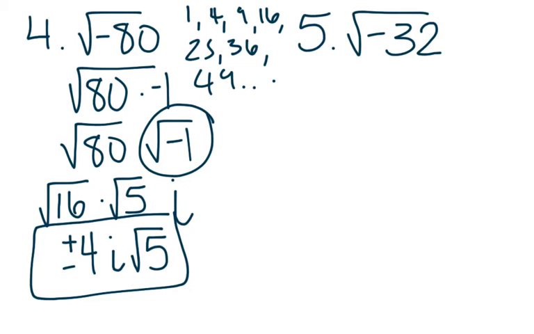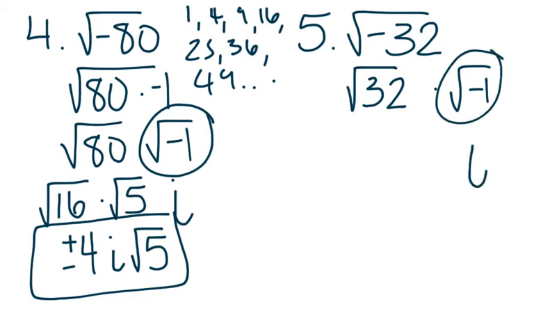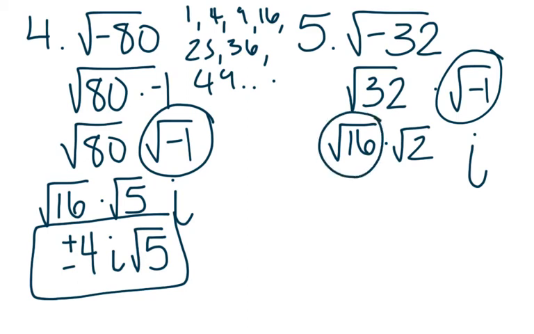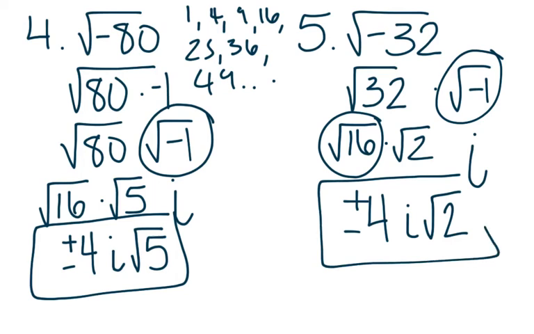Okay, let's do number 5. Same thing. We're going to break this up into positive 32 and negative 1. Now, I know the square root of negative 1 is i. 32 is not a perfect square, so I'm going to find the biggest perfect square it's divisible by. I can break up 32 as 16 and 2. So the square root of 16 is 4, understood plus and minus. The square root of 2 is a prime number, and then that fancy little i goes in between.